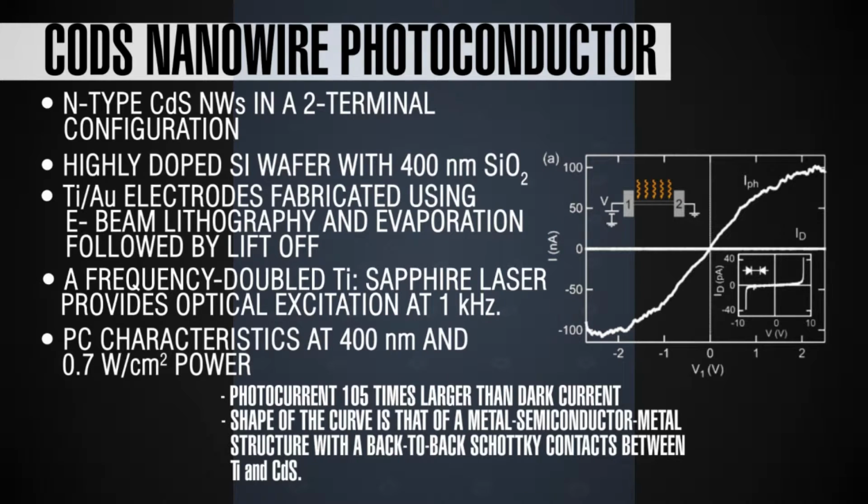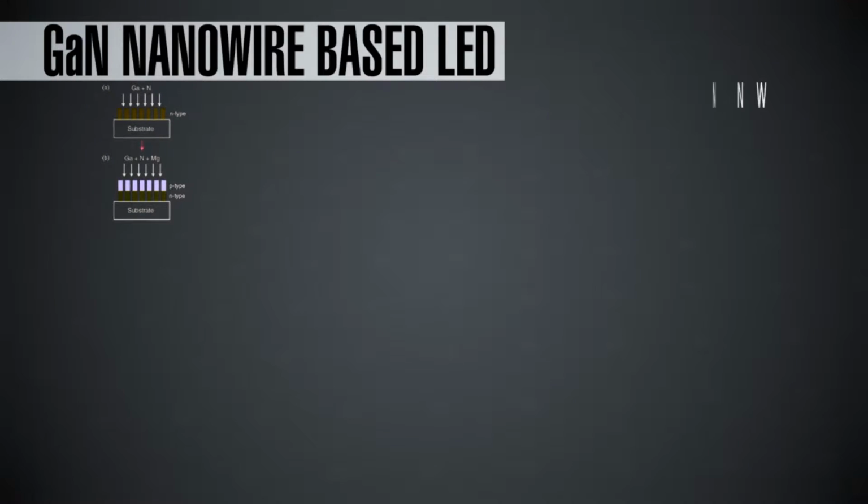In this particular case, a frequency doubled titanium sapphire laser was used, and the optical excitation was 1 kilohertz. The photoconducting characteristics at 400 nanometers were monitored. Approximate power was 0.7 watts per centimeter squared. So the photoconducting current is about 100 times larger than the dark current. And the shape of the curve looks very familiar, like a metal semiconducting junction with back-to-back Schottky contacts between titanium and cadmium sulfide.